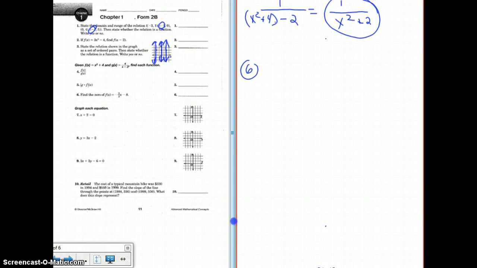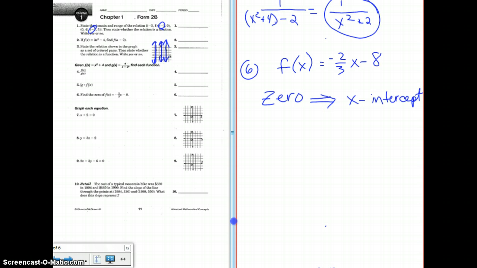Number 6 asks us to find the 0 of the function f of x equals negative 2/3 x minus 8. The 0 is the same as your x-intercept. And to find the x-intercept, let y equal 0, or in this case, f of x equals 0. So you're just going to solve the equation negative 2/3 x minus 8 equals 0 for x, and whatever you get is considered your 0 or your x-intercept.